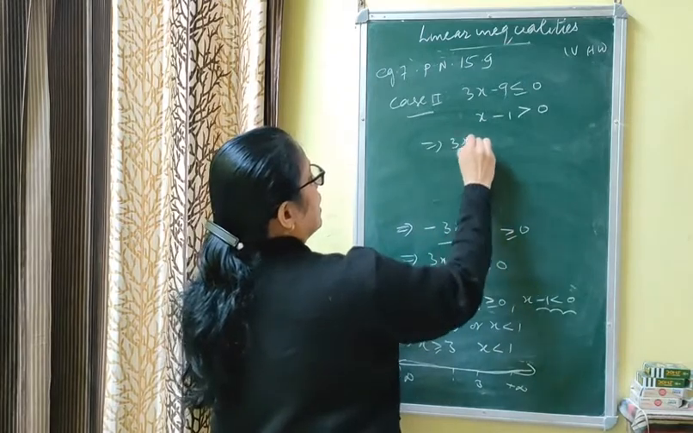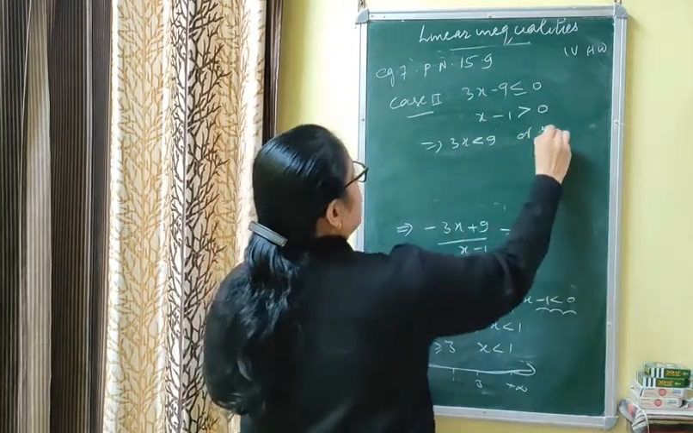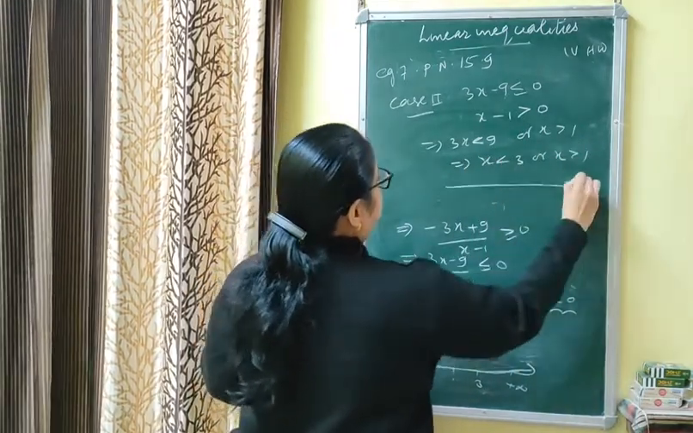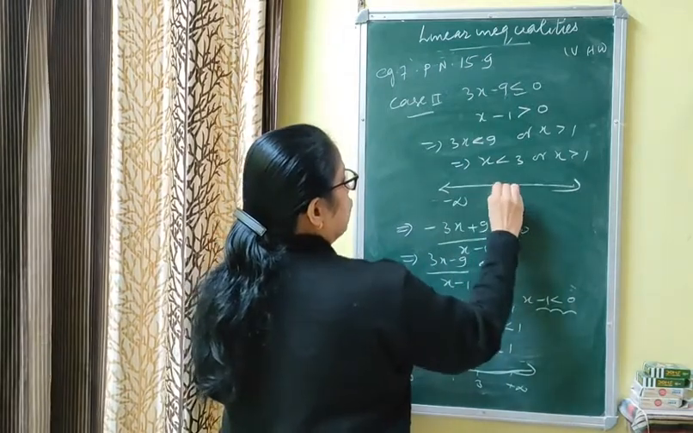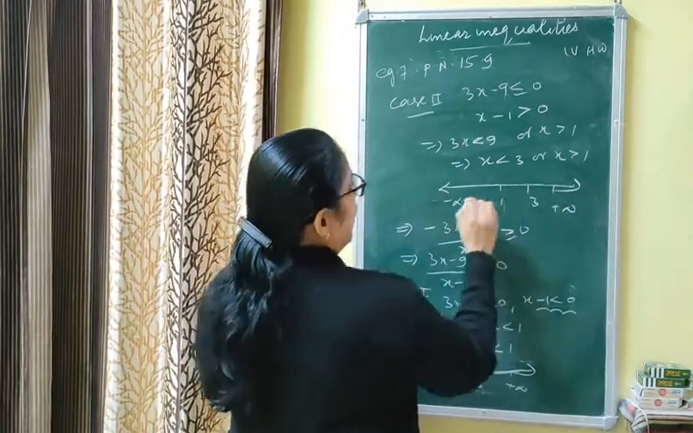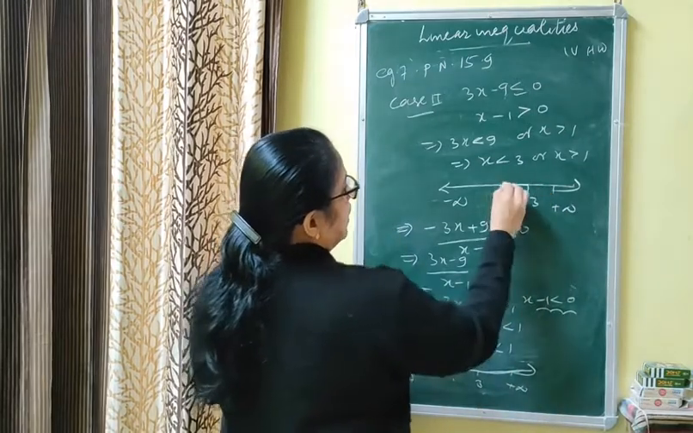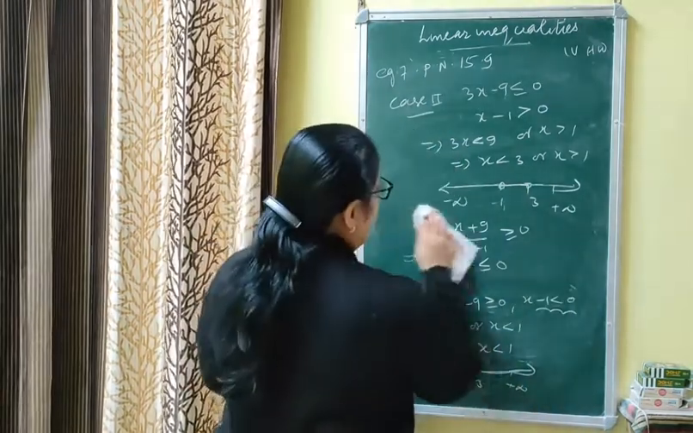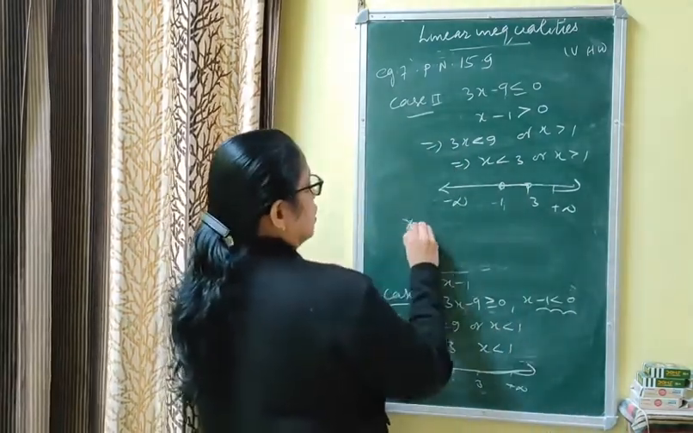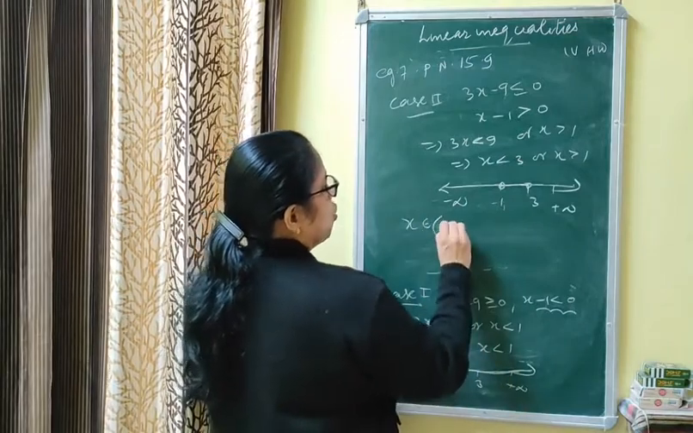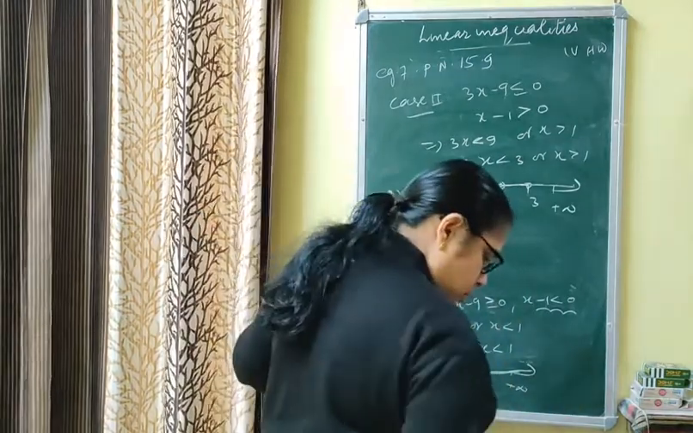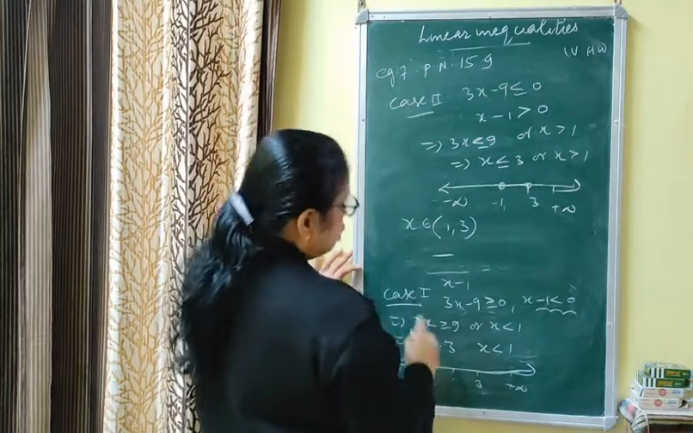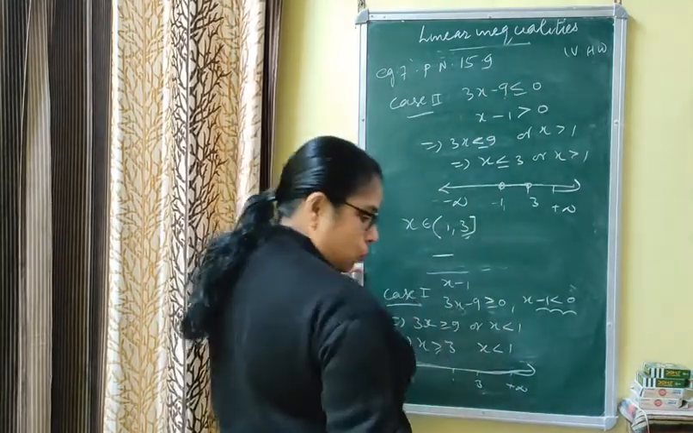That implies 3x less than 9 or x greater than 1, implies x less than 3 or x greater than 1. See again number line minus infinity, 1, 3, infinity. See x less than 3, that is in this direction, x greater than 1 in this direction, but 3 and 1 are not included, so you have to show them by a small circle. That means you have to use open bracket, that is x belongs to open 1, 3. In this way you can solve. This is equal to 0, that means equal to आ रहा है, तो x belongs to open 1 close to 3.